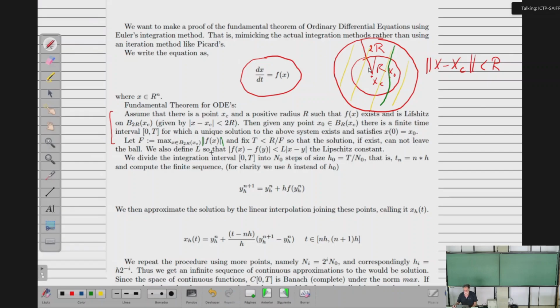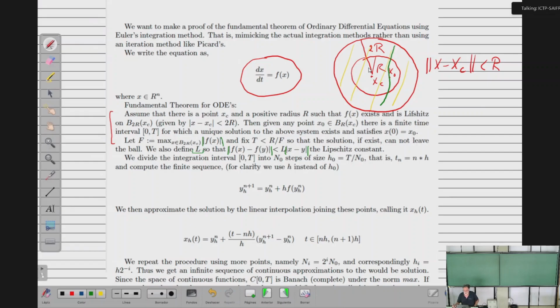And another constant we want is the Lipschitz constant. The Lipschitz constant is the constant bounding the differences in all this ball. Since we are assuming that f is Lipschitz, we know that there exists a constant such that, with norms here as well, the difference between the values of the vector field at two points is less than some constant times the distance between the points. So we have this other number to play with.